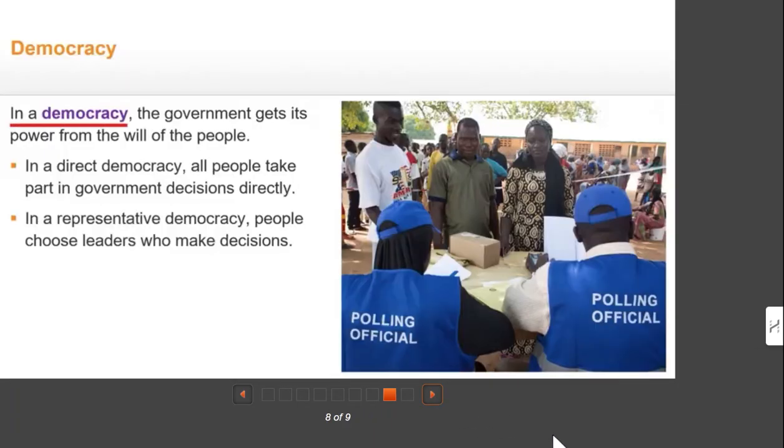In a democracy, the government gets its power from the will of the people. In a direct democracy, all people take part in government decisions directly. In a representative democracy, people choose leaders who make decisions. This picture shows people voting in Ghana.